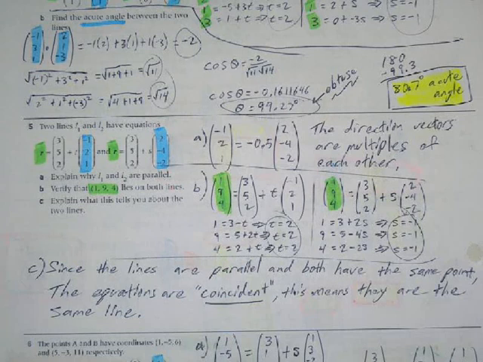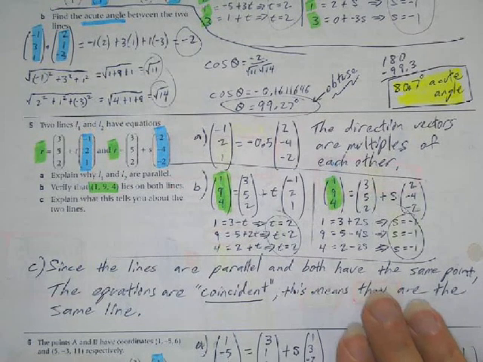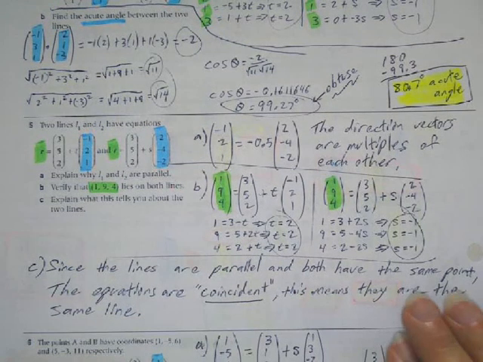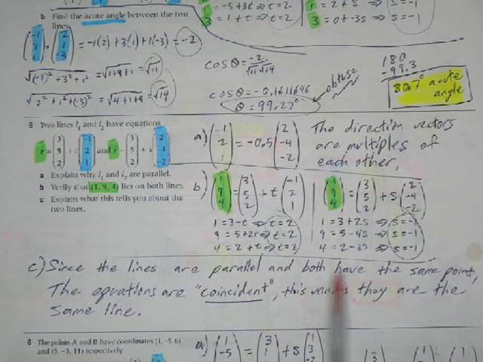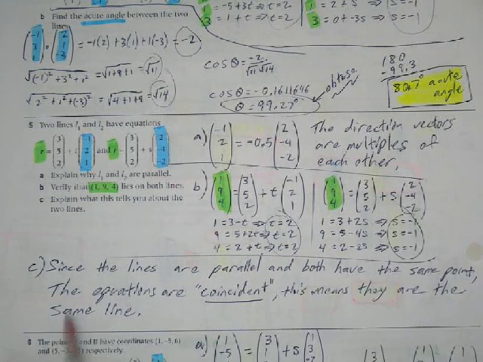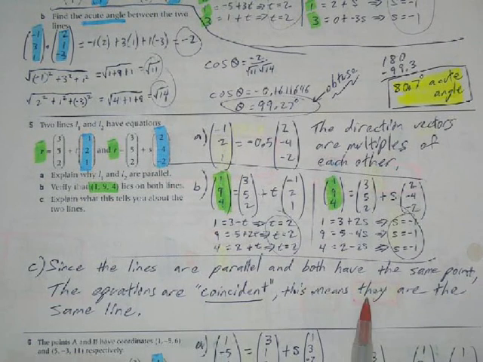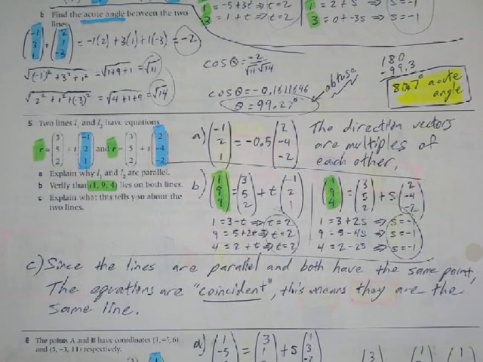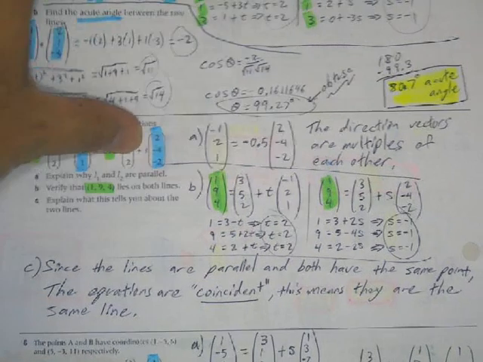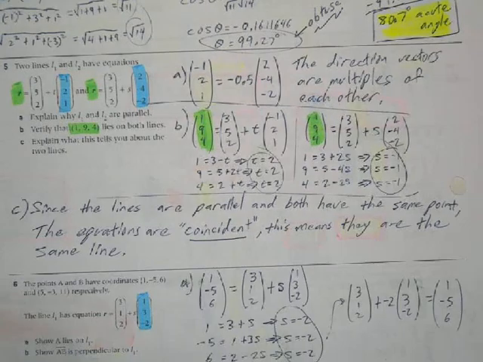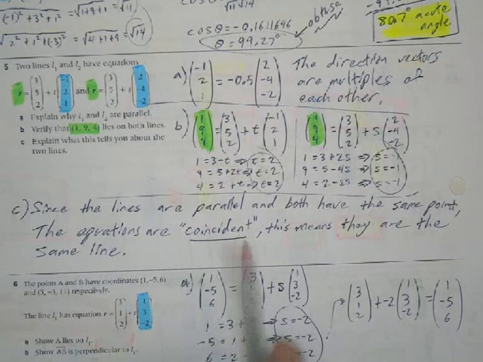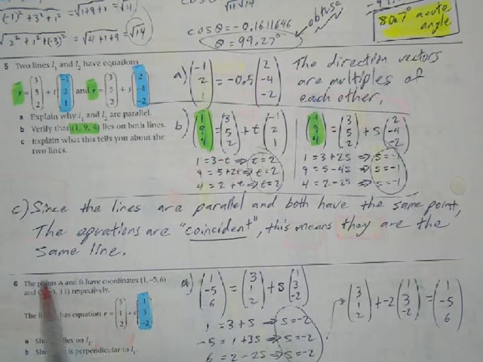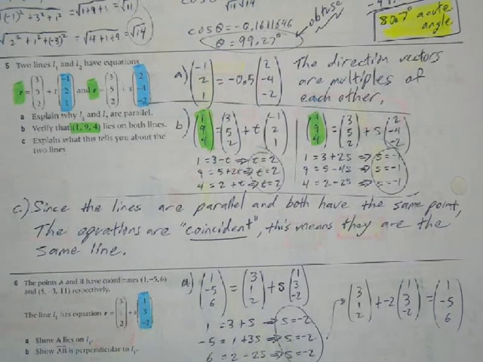Okay, since the lines are parallel, and both have the same point on the equations, this means they are the same line. This is a new word you may or may not have heard of before. Coincident means the two equations have the same line.